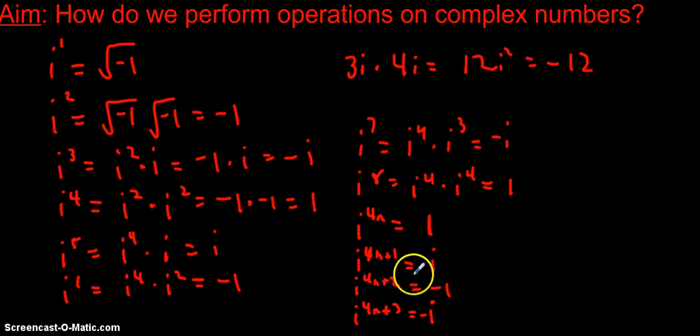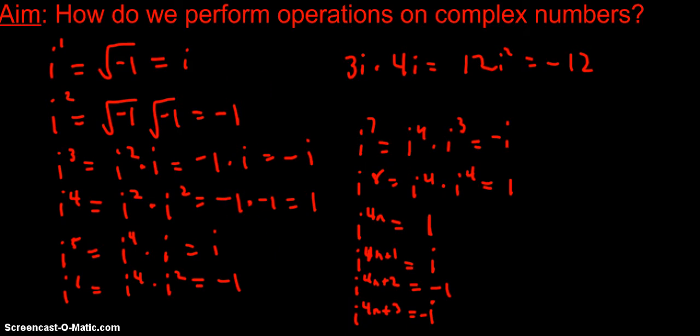Okay? So that's the i cycle. We have i, negative 1, negative i, 1. i, negative 1, negative i, 1. Alright, and if you forget, you can remember that i is the square root of negative 1, and you can expand it and check yourself.